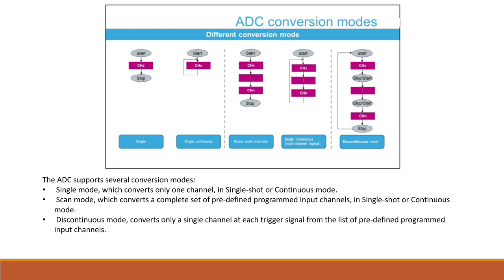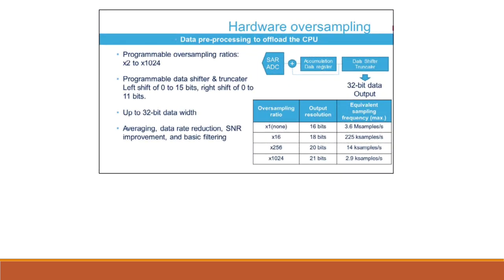Let's see some hardware oversampling. Programmable oversampling ratios from 2 to 1024, programmable data shifter and truncator, left shift of 0 to 15 bits, right shift of 0 to 11 bits, up to 32-bit data width, average data rate reduction, SNR improvement, and basic filtering. Equivalent sampling frequencies are given in this table.